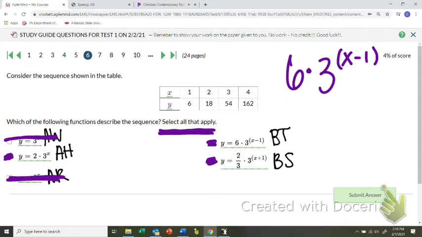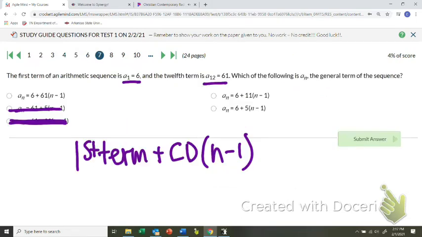What is this one? This one right here says that the common difference is 61. But what does it tell you up top? 61 is what term? The 12th term. So can I mark this one out? Yep. All right, now we have to decide between 11 and 5.